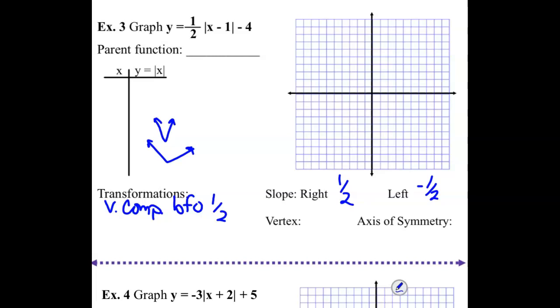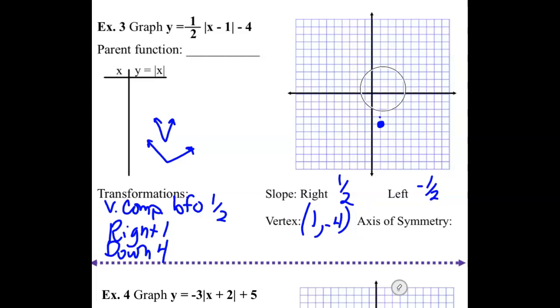What's the next transformation we do? We know we have to go right 1 and down 4. Our vertex always started at 0, 0. If we go right 1 and down 4, we land there. What are the coordinates of that point? So right 1 moves us to +1, down 4 moves us to -4. Okay?